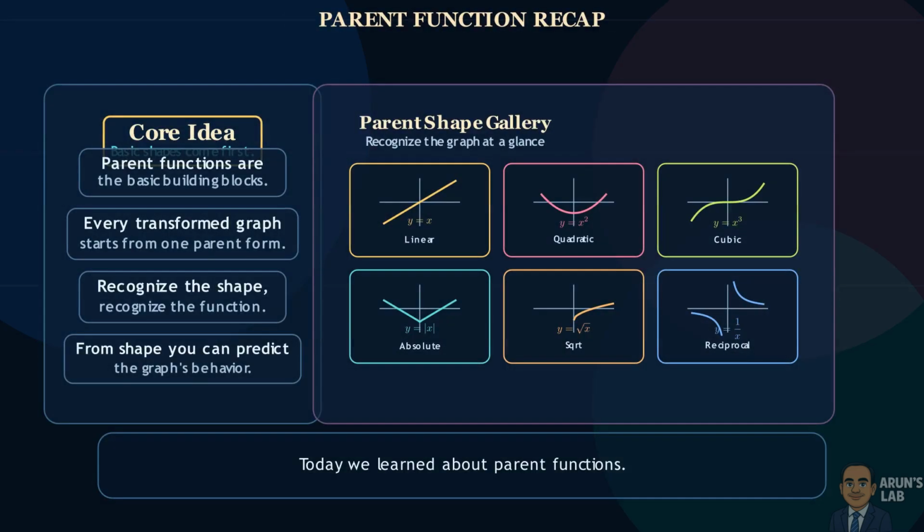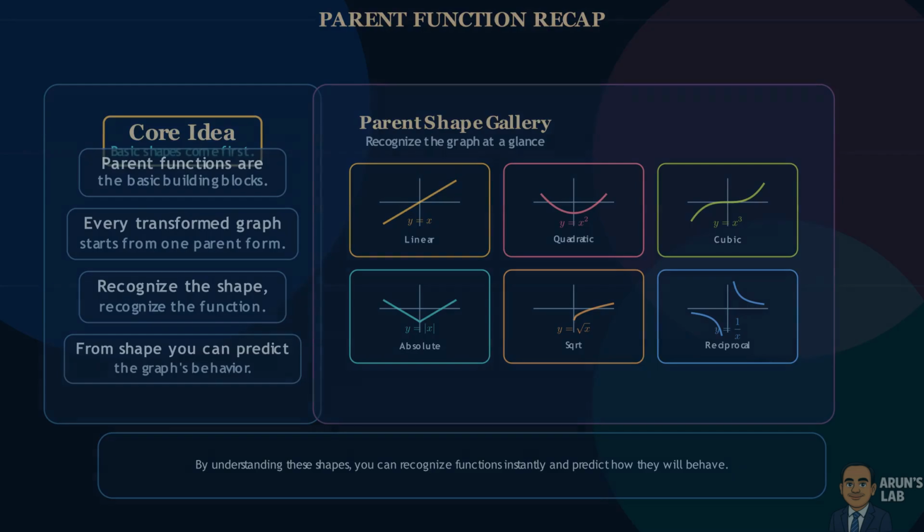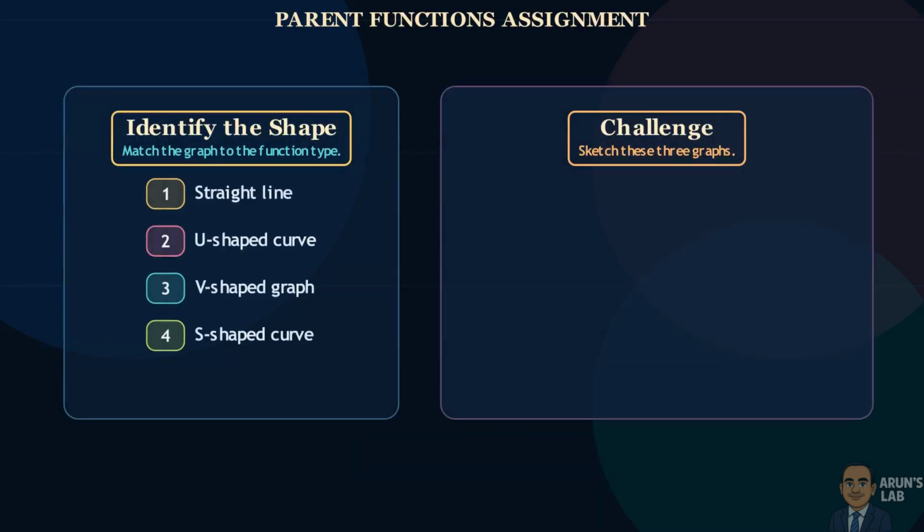Today we have learned about parent functions. These are the basic building blocks of all functions. Every transformed graph begins from a parent function. By understanding these shapes, you can recognize functions instantly and predict how they will behave. Identify the type of functions based on the graph shape and sketch the graph of the below functions.